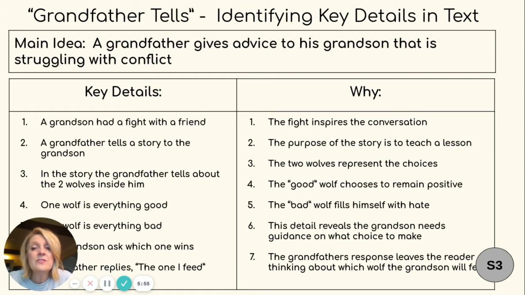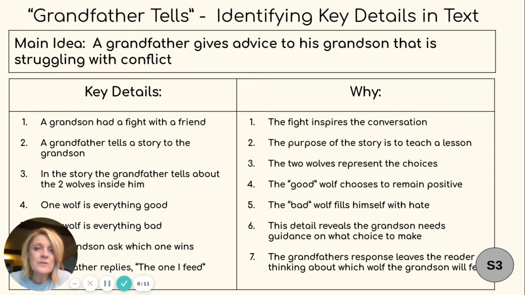This detail reveals that the grandson needs some guidance on what choice to make. He's gone to the grandfather and he says, I got this going on. This kid or this person has wronged me and I'm really upset about it. What do I do? And then the grandfather replies, the one I feed.